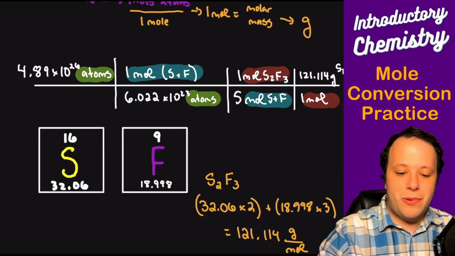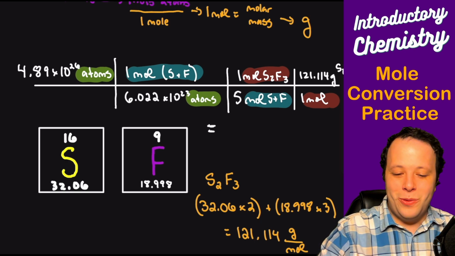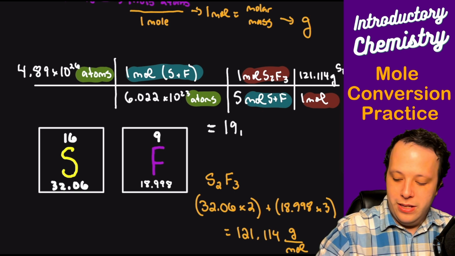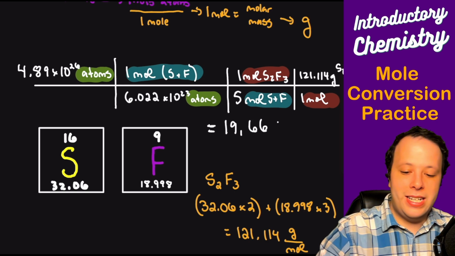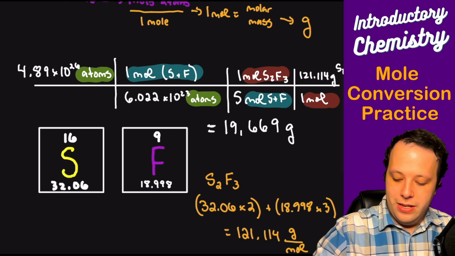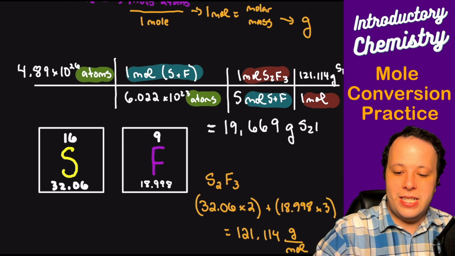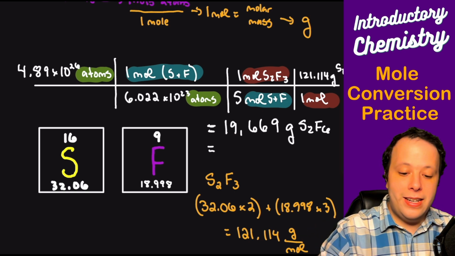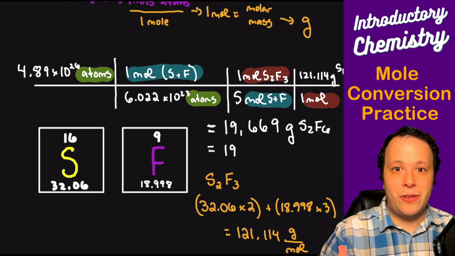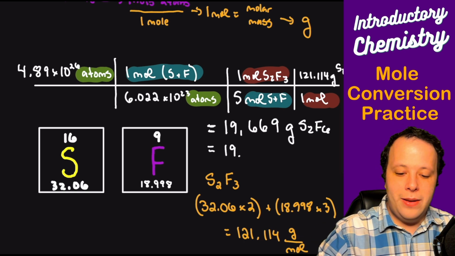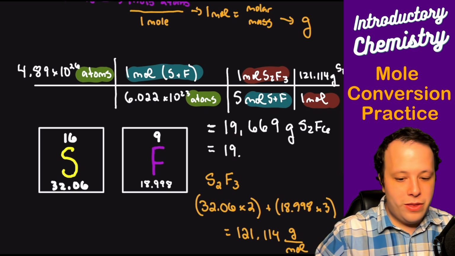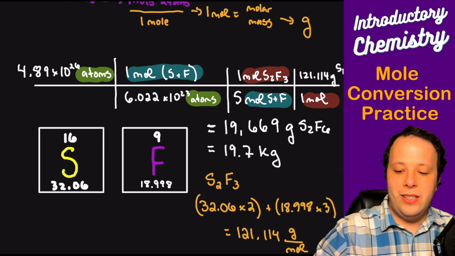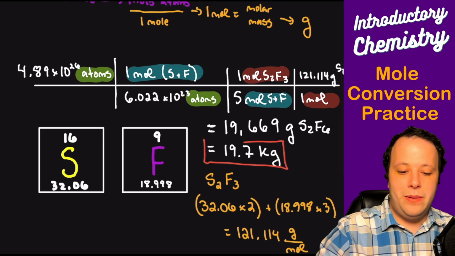So you're going to get a pretty big mess of a problem. When you get your final answer, you should get this in grams first, and you're going to get 19,669 grams of S2F6. Now, being that we want this in kilograms, we're going to divide that number by 1,000, because 1,000 grams is equal to 1 kilogram. And then we're going to round that to 3 sig figs again for this problem. So you'll have 19.7 kilograms as your final answer.